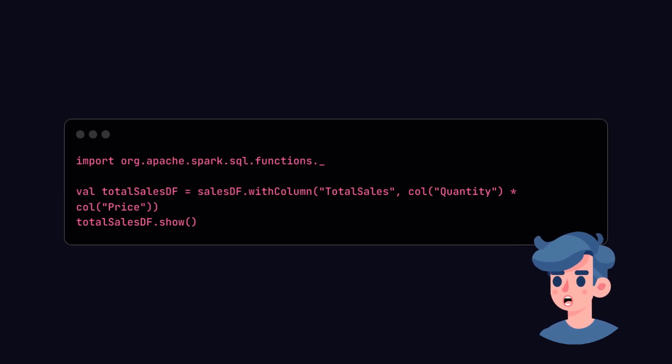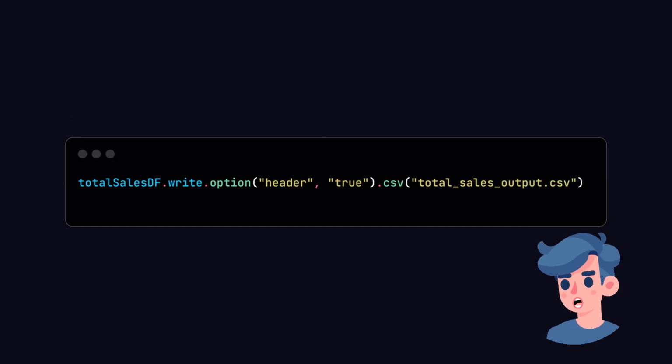Now, let's move on to performing some transformations on our data frame. For instance, we might want to calculate the total sales amount for each product. The transformation we just performed adds a new column to our data frame, which contains the total sales amount.